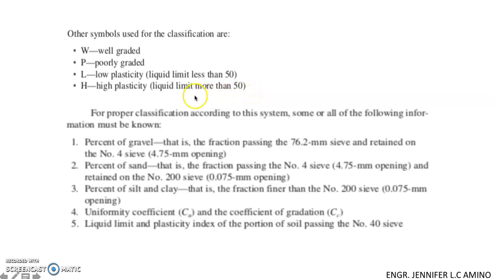For the proper classification according to the system, some of the following information must be known. You have to know the percent of gravel, the percent of sand, the percent of silt and clay, the uniformity coefficient, the coefficient of gradation, and the liquid limit and plasticity index of the portion of soil passing the number 40 sieve.